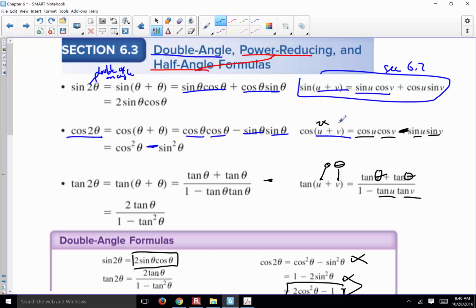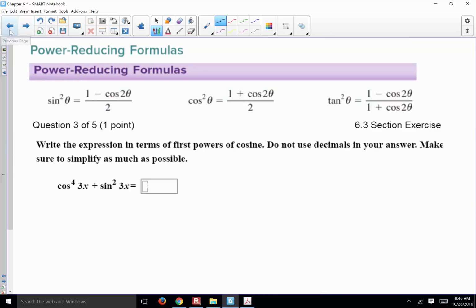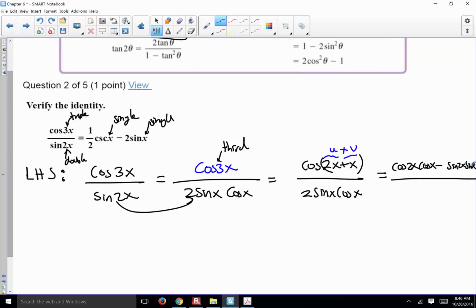Look, 2x, x, 2x, x. That's what I did, right here. This is 2 sine x cos x. Alright. I'm stuck again. What is next?